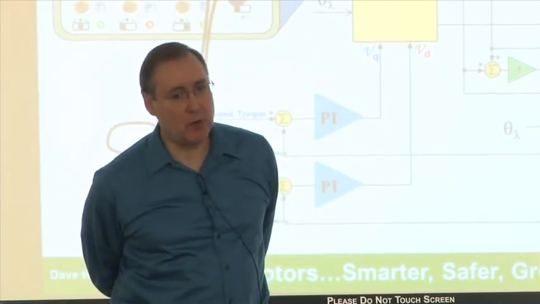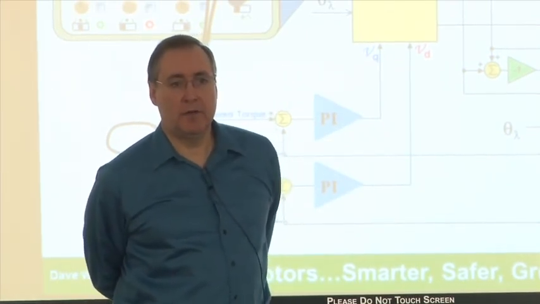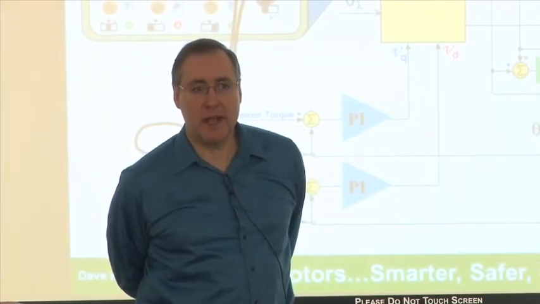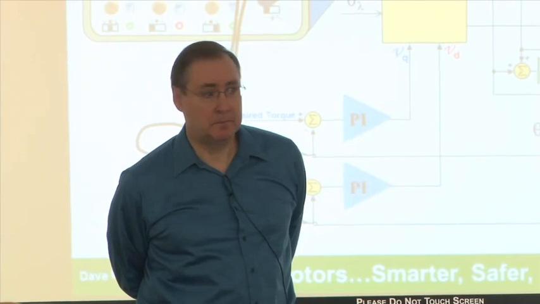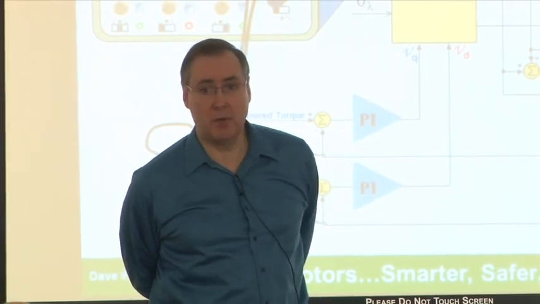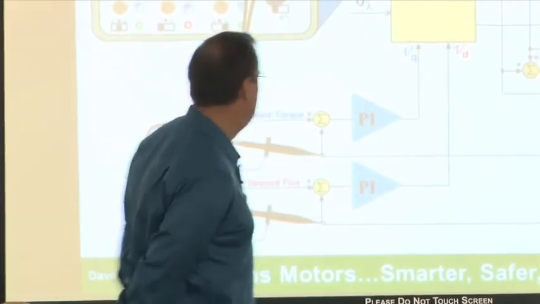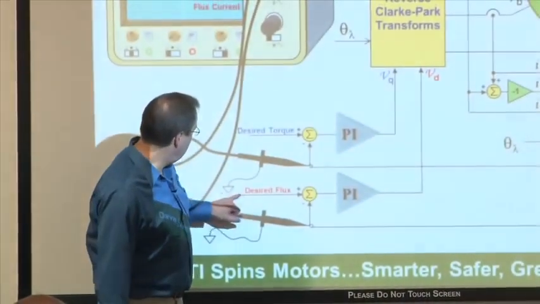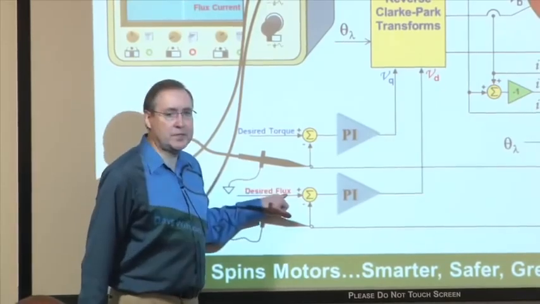Okay. The question is, he's calling to my attention the fact that I said I wanted the d-axis current to be 0, because I don't want my current vector to be aligned with the d-axis at all. But in this diagram right here, I show that the d-axis value is the desired flux.